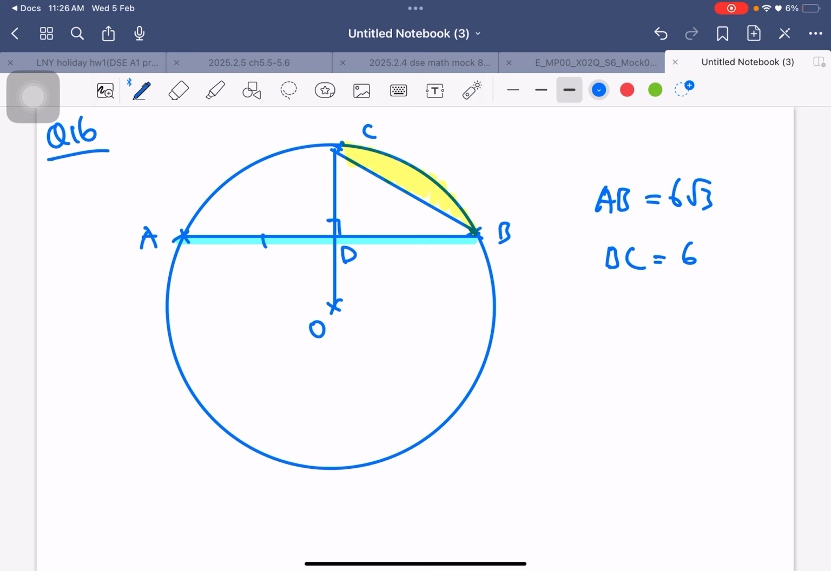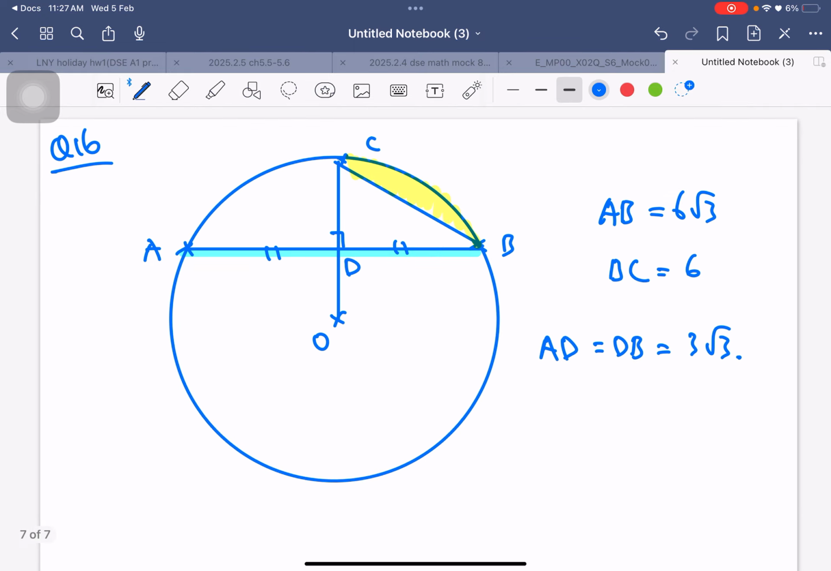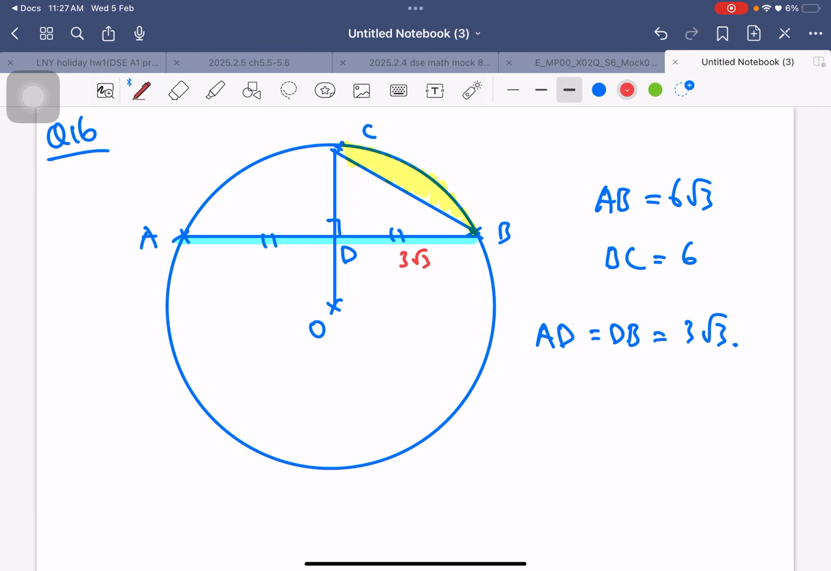So we have these two the same. So we have AD is equal to DB, which is equal to 3 square root of 3. Is this okay? So now this part is equal to 3 square root of 3. And then we have BC. BC is equal to 6. This part is equal to 6. And then we can find out the value of here.